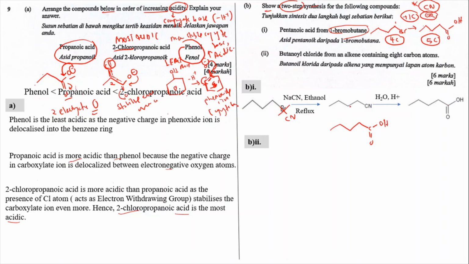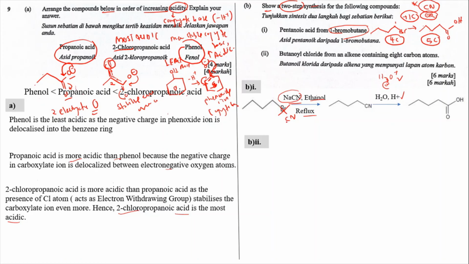a carboxylic acid as a result of hydrolysis. At this point you can also use H3O+ if you want. It is still accepted. And for this one, it is compulsory to write all of the conditions here. If you are missing one, then you are losing 1 mark. So you need to write the reagents completely.